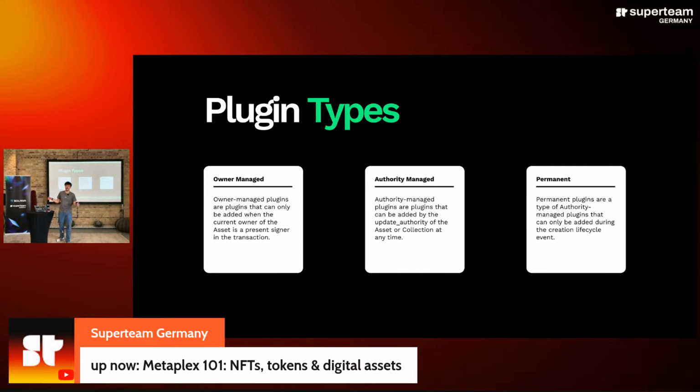So for example, if we want to make a soulbound asset, and this is something that we're going to see later, we're going to use the permanent freeze delegate, and we're going to set it to none.